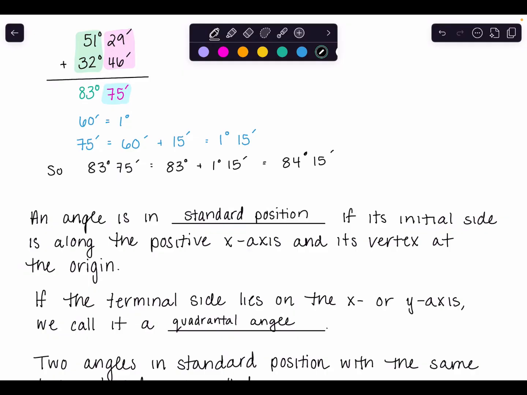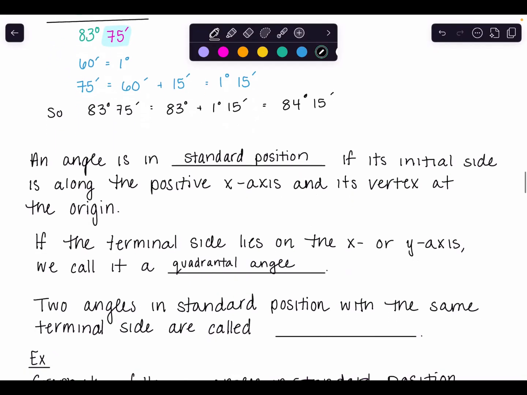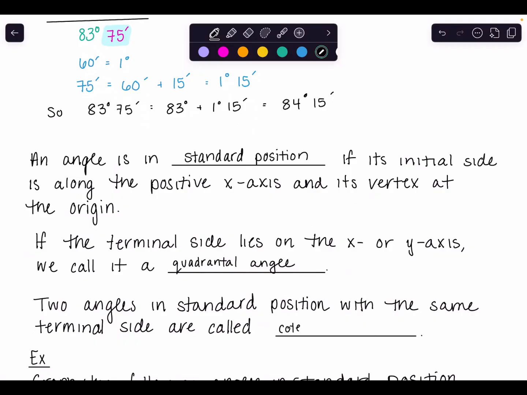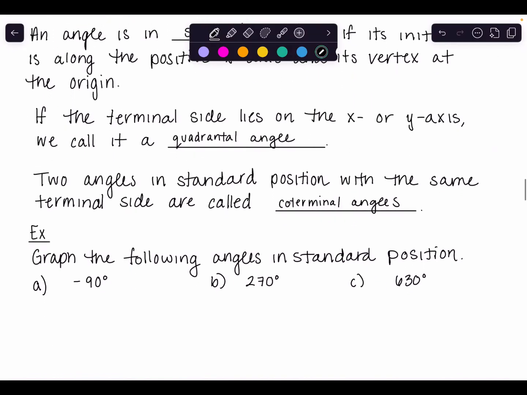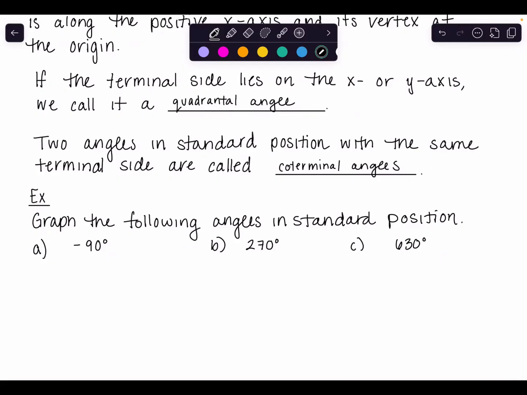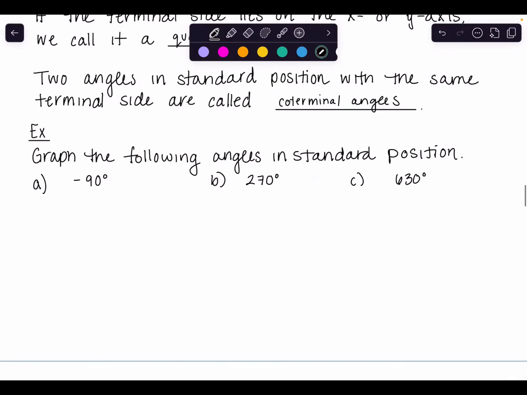And like I said, you can continue to rotate around as many times as you want, so you can always land in the same spot, but still have bigger angles or smaller angles. So we say two angles in standard position with the same terminal side are called coterminal angles. So let's take a look at some specific examples. We're going to graph them in standard position. So we have three angles: negative 90 degrees, 270 degrees, and 630.